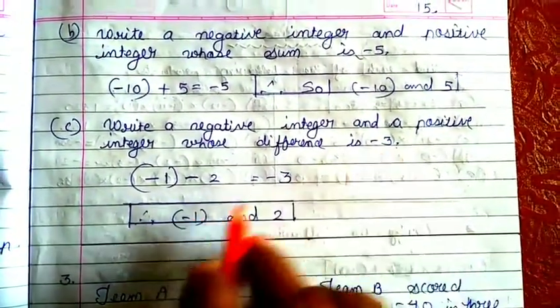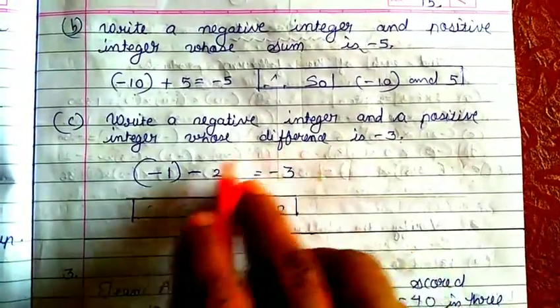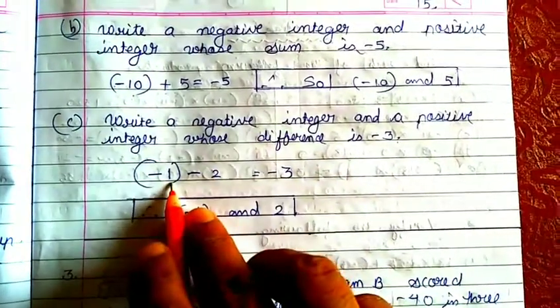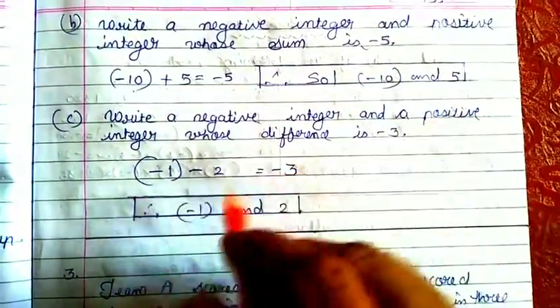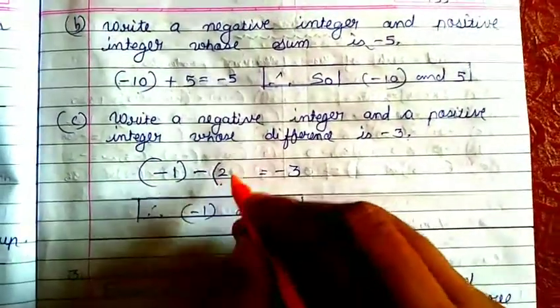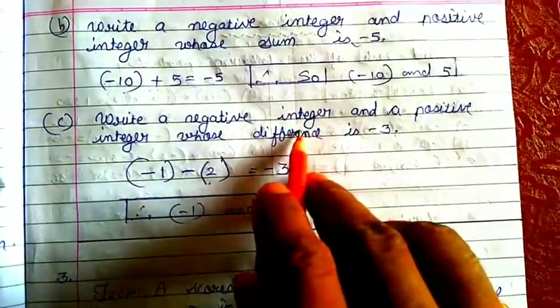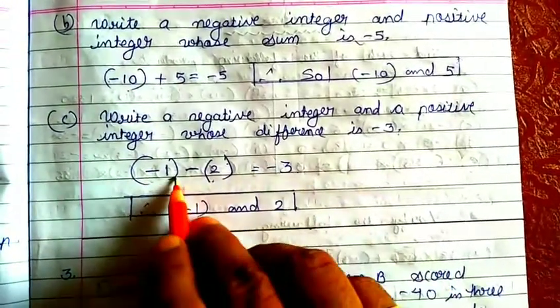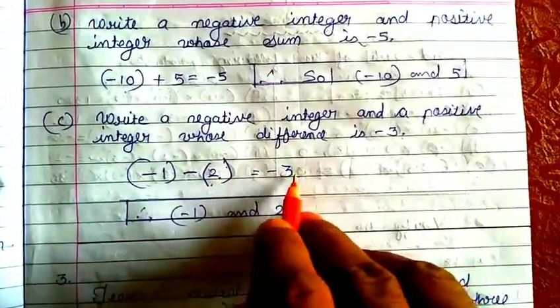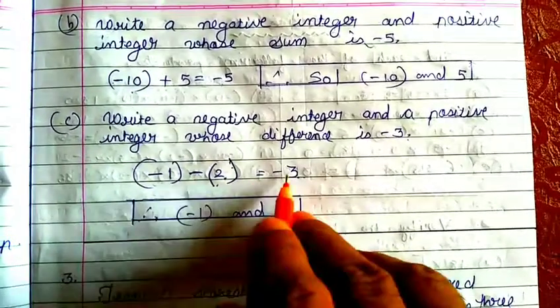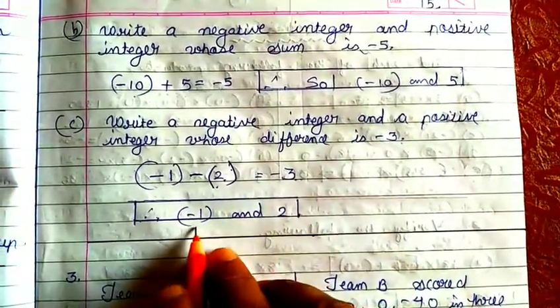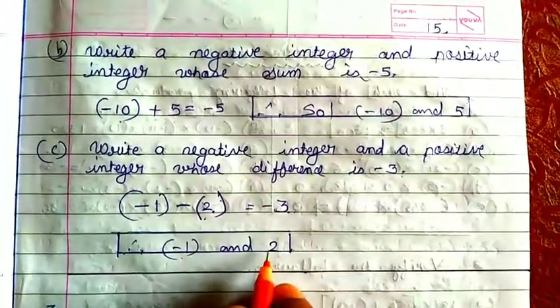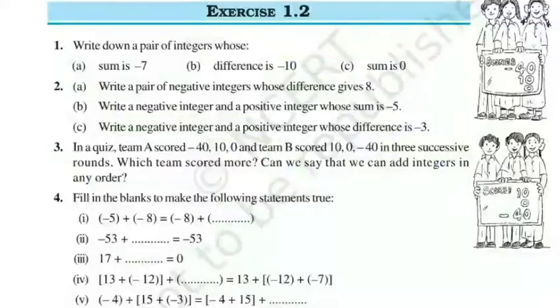Now the next question, write a negative integer and a positive integer whose difference is negative 3. Now you have to do a subtraction. So I had taken one negative integer, that is negative 1, and a positive integer, that is 2. Now the difference of both, minus minus always plus. Minus 1 minus 2 gives minus 3, and sign of minus only. So which two numbers did I take? Minus 1 and 2. Now let us start the third question.